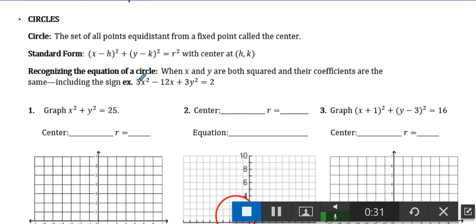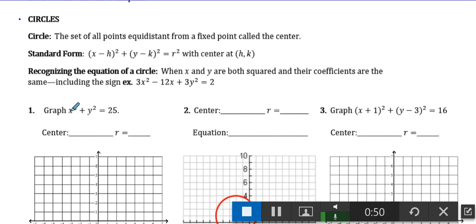If you're looking at an equation and you want to determine whether or not it could be rewritten as the equation of a circle, you're looking for an equation where both the x and the y are squared and their coefficients are the same. For example, here, they're 3 and 3. So let's try to graph some circles.